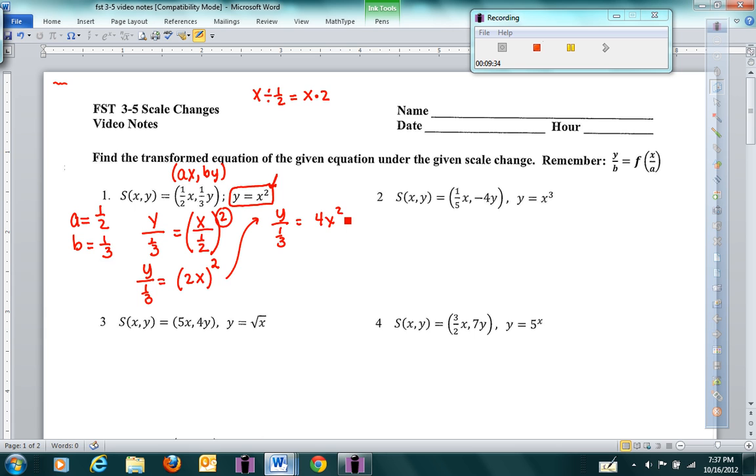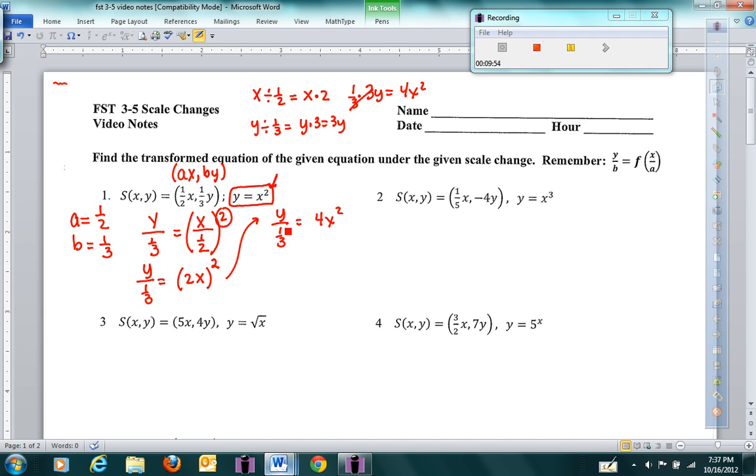Now, you probably are thinking, why can't I just do y divided by 1/3 and turn that into y times 3 and make that 3y? Well, you can, but you'll have 3y is equal to 4x squared. And then you're going to wind up right back around multiplying both sides times 1/3, aren't you?